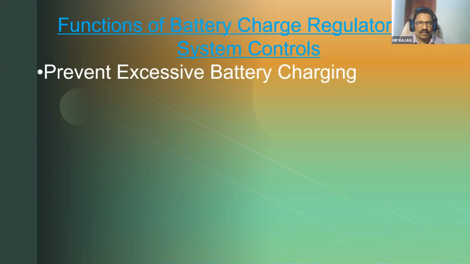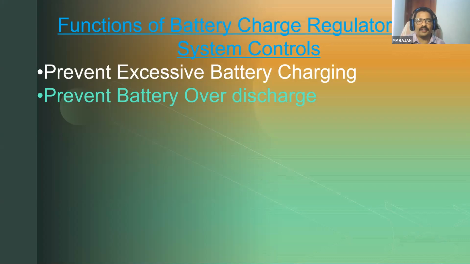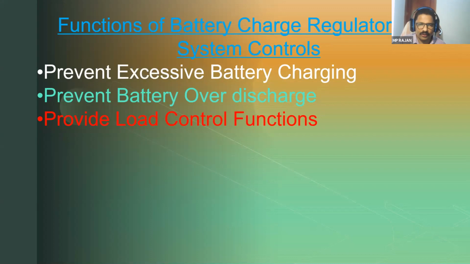Okay, so functions together I will tell you. It is preventing excessive battery charging. Battery का overcharging, then battery का over discharging, and it is a load control. It is a load control function. I said it can control as per the load, whether supply should go from battery, or whether the supply should go directly from the solar module. That all will be controlled by the charge controller.